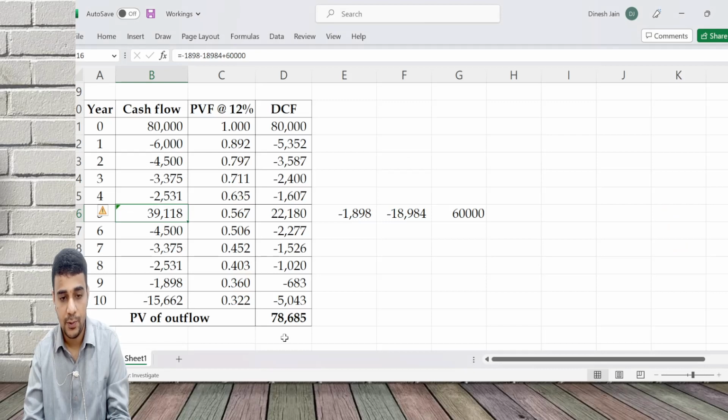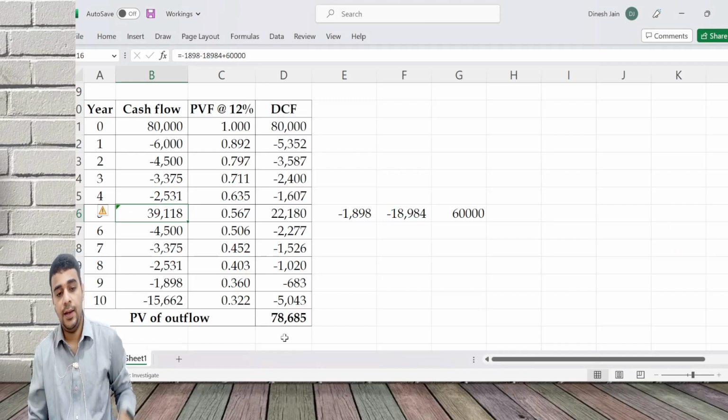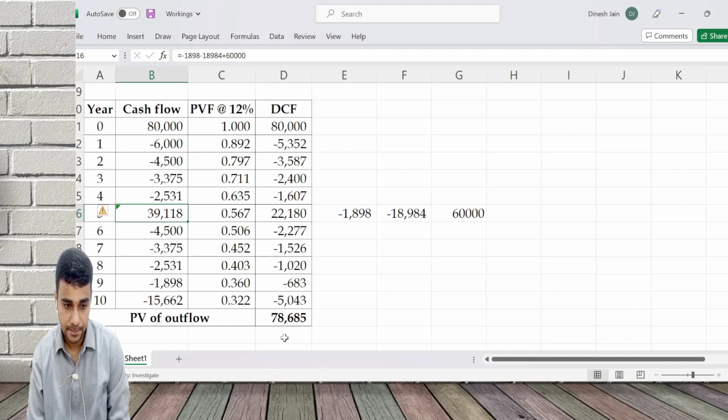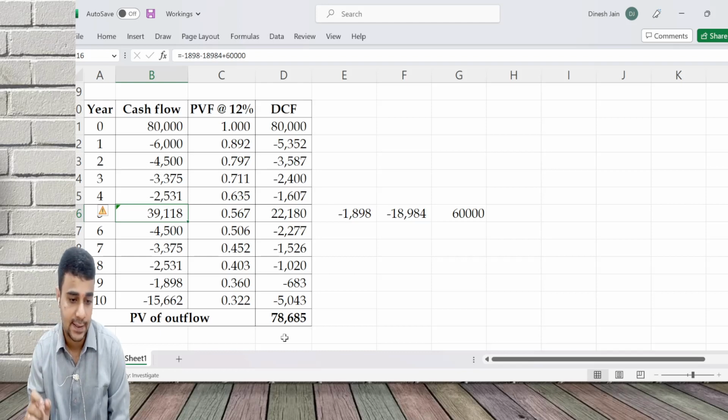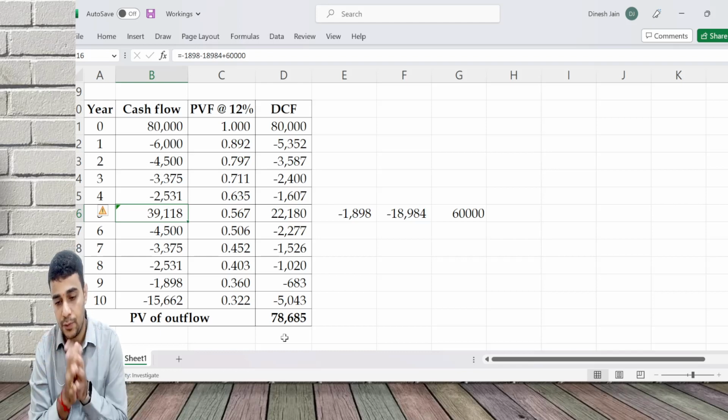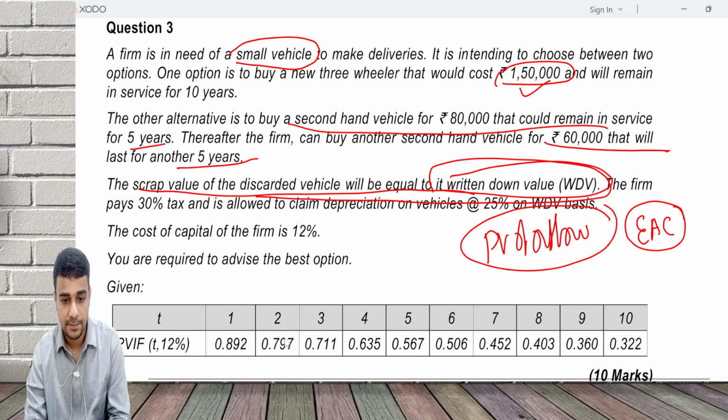Let me know if there are doubts here. It involves a lot of calculation, so it can take more time at your end also. The problem had only outflows and the depreciation tax benefit. I'll go ahead with alternative 2, which is buying the second hand machine. Any doubts?